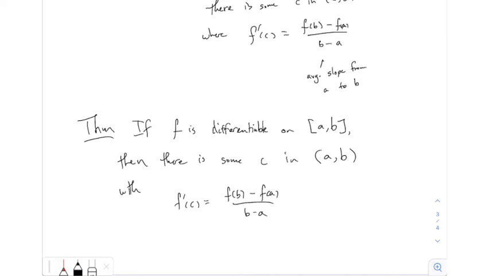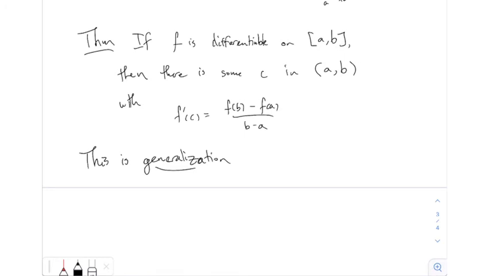All right, let me just drop a little mathematical verbiage here. This is called a generalization of Rolle's theorem. That's because the mean value theorem says more than Rolle's theorem. For instance, if you only consider the situation when f of b does equal f of a, then this fraction becomes 0. And this whole thing says f prime of c equals 0, which is Rolle's theorem. So Rolle's theorem exists as just a special case of this one.